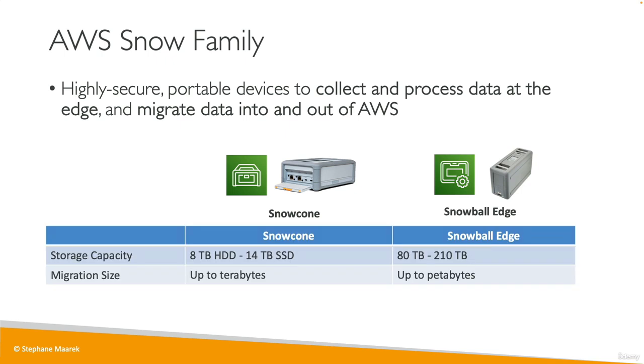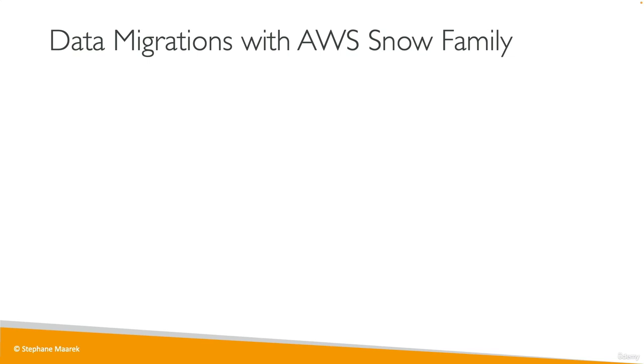So the Snow Cone is for very small storage capacity. You have the option between 8 to 14 terabytes. And usually you use the Snow Cone when you have a very small migration size of up to terabytes. Snowball Edge is a much bigger device. You have different flavors of it, but the storage capacity can go, for example, from 80 terabytes to 210 terabytes. And you want to use them when you have migration size up to petabytes, where you order many, many different Snowball Edge devices. So why do we need Snowball devices in the first place?